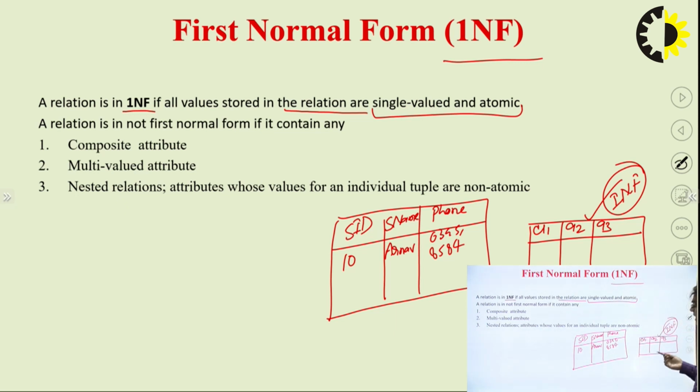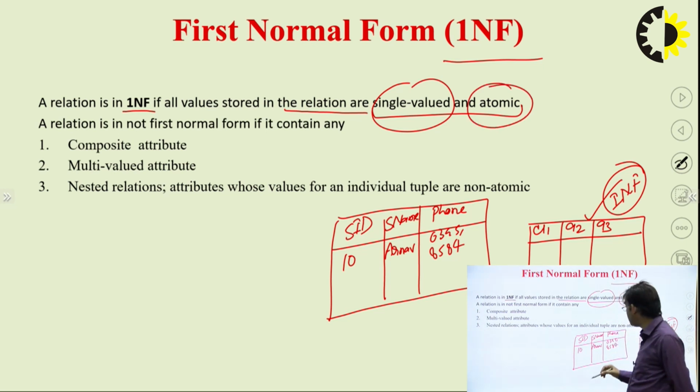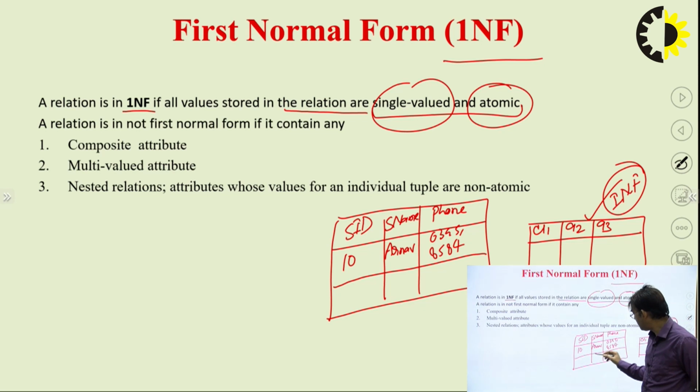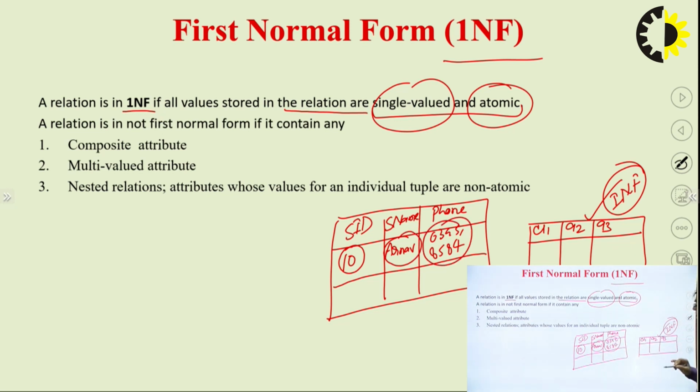So if we ask whether this table is 1NF or not, what will our answer be? We have to go to the definition. What is the definition of first normal form? It says that all values stored in a relation are single valued and atomic. In the given table, there is one name against the student ID, and there are multiple values. That's why this table is not in the first normal form.